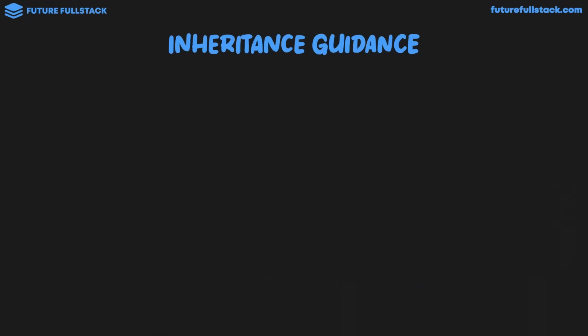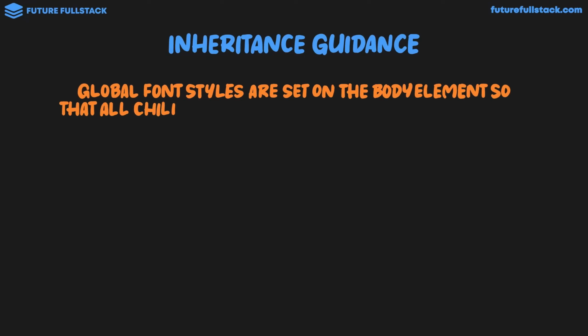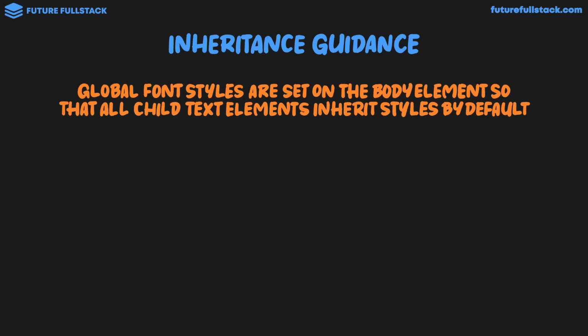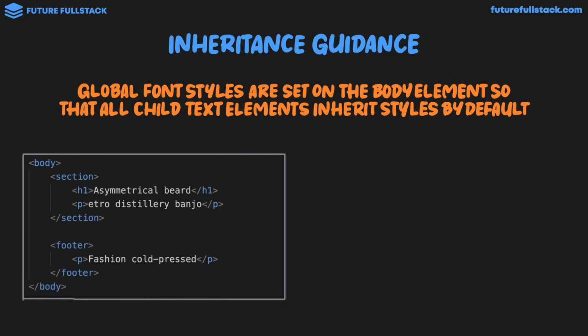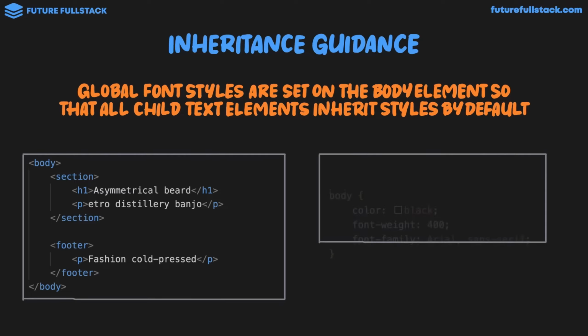But in CSS, global font styles are set on the body element so that all child text elements inherit styles by default. Let's have a look at an example of what I mean with this snippet of HTML. I've got a section container, which has inside a heading and paragraph, and then I've got a footer with a single paragraph. Inside the CSS, we would select the body element, which we know is the main wrapper element inside the HTML file for all content displayed on the page.